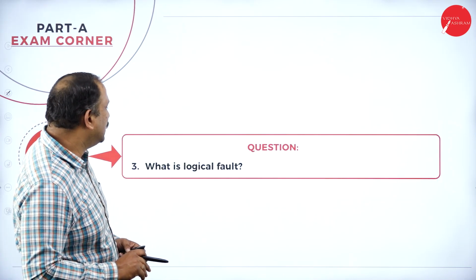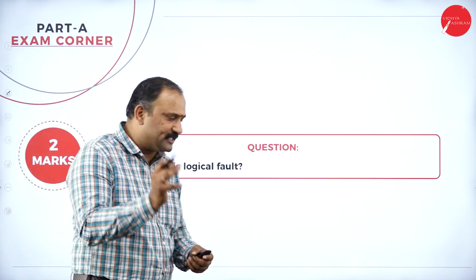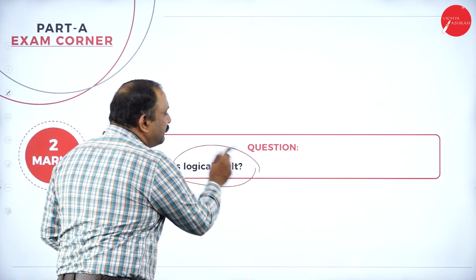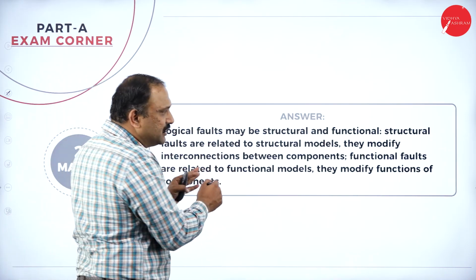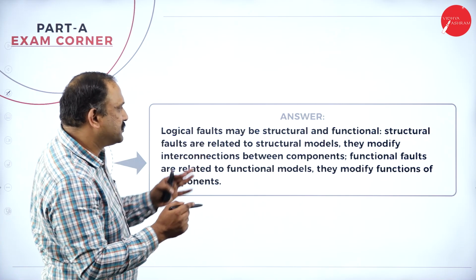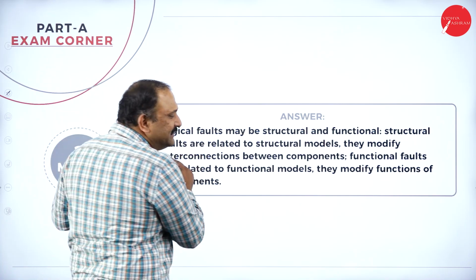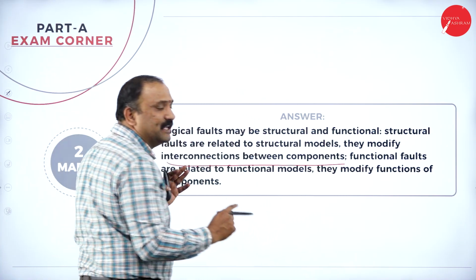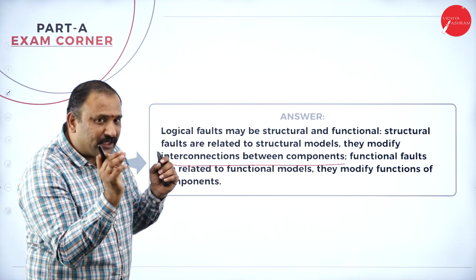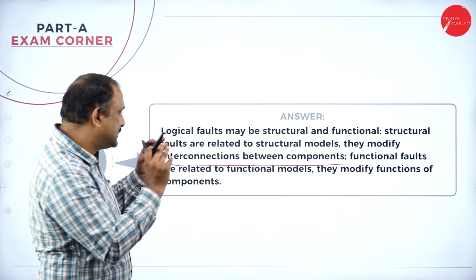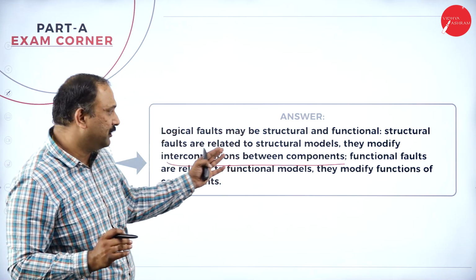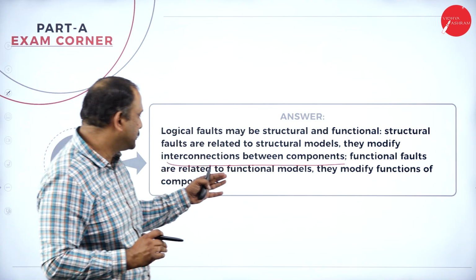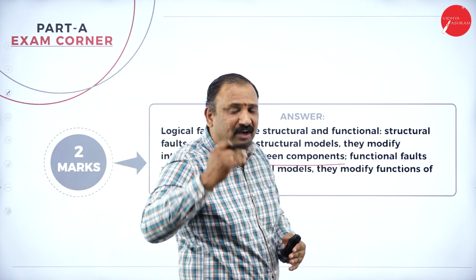Followed by what is a logical fault. Now imagine the word itself given here, logical fault, which means to say that they might be structural or functional. When they are structural or related to structural models, they modify the interconnection between components, which means to say that between the components, if there is some problem, some kind of error relationship, then they automatically try to modify.